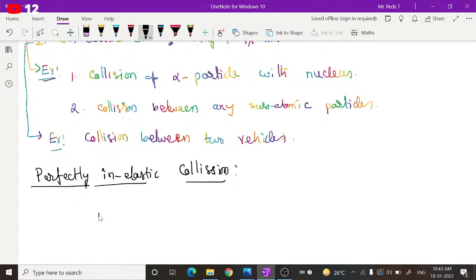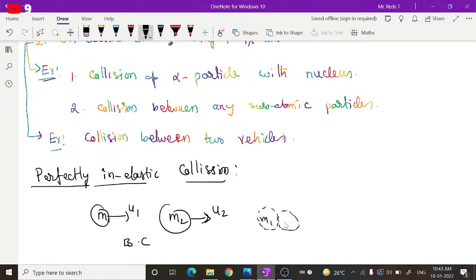Let us say there are two bodies, m1 and m2, moving with velocities u1 and u2 before collision, that is, bc means before collision, and they may undergo some collision for a short interval of time.